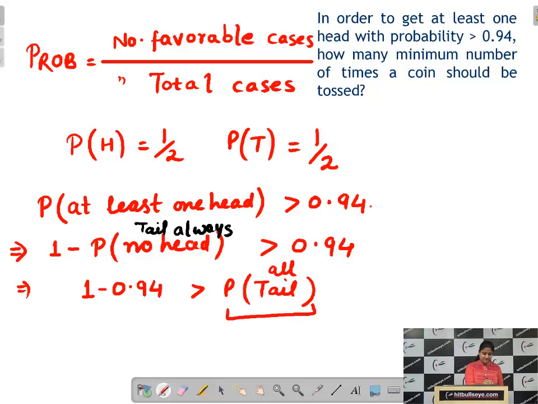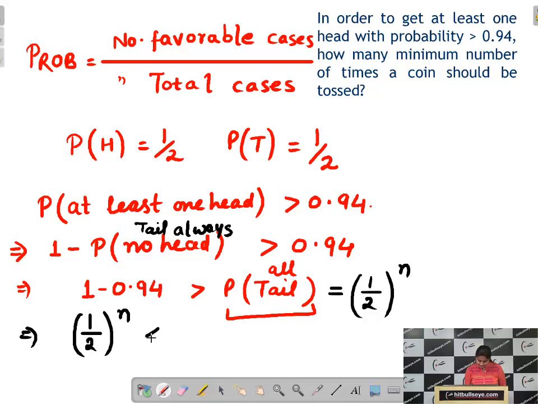Now this will be equal to, since we have tossed this coin n times and are getting a tail always, half into half into half, and so on up to n times. It comes out to be half raised to power n. Now we can solve it. It will be half raised to power n less than 1 minus 0.94, which is 0.06.